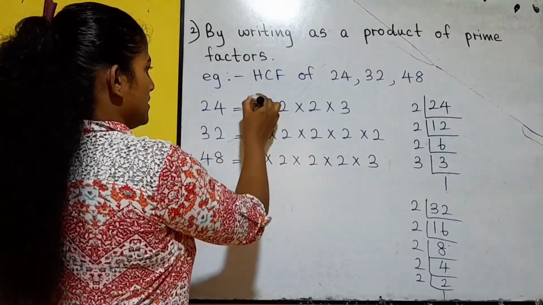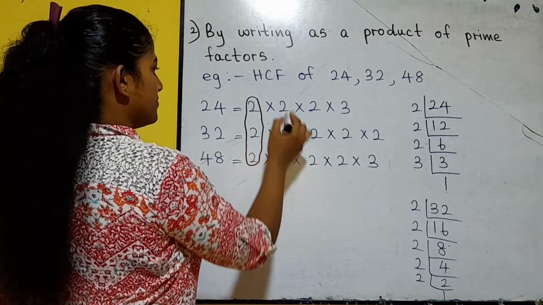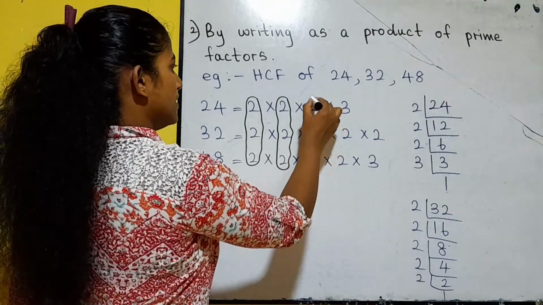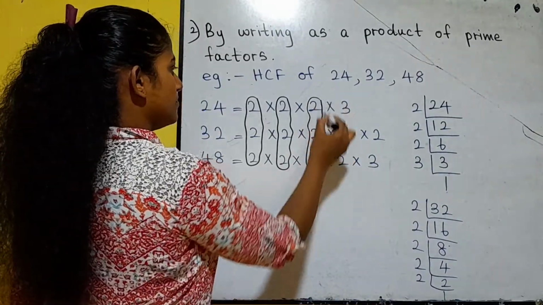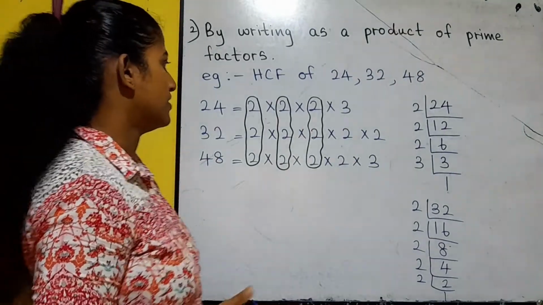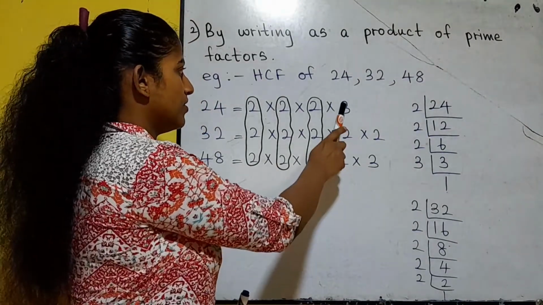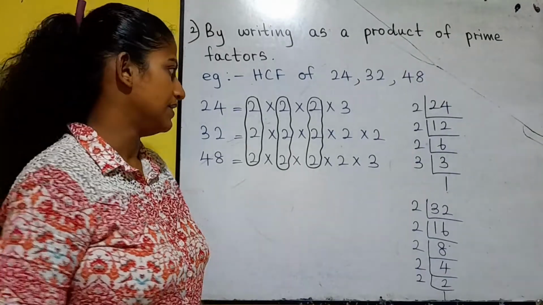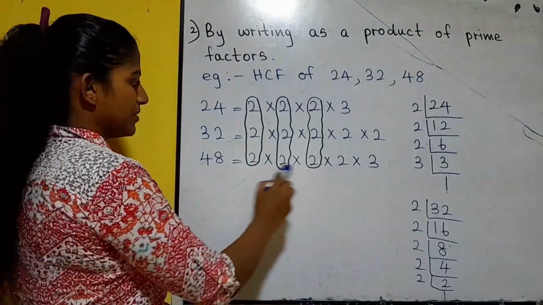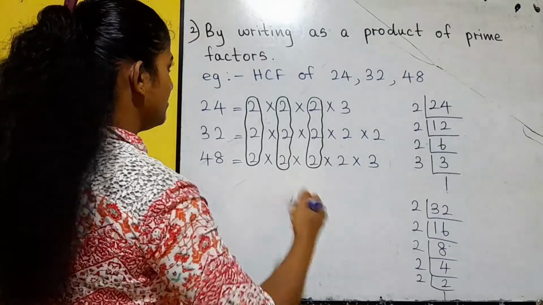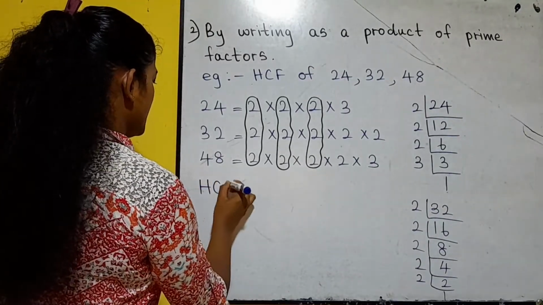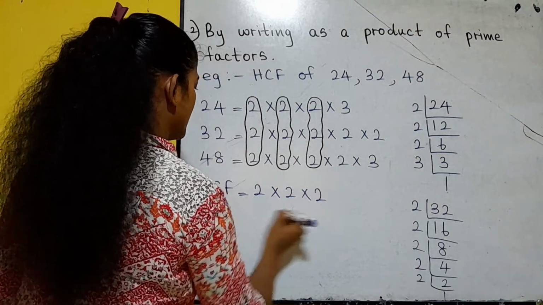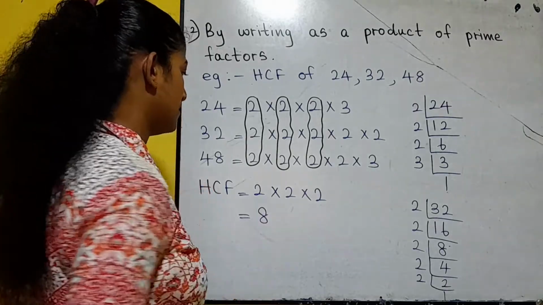The same number is here. One triple. Then again I can choose another one like this. Another one. Then no more. 3 is here but 3 is not here. So you can't choose 3 here. Now you have to take the product of these 3 numbers as the HCF. HCF is equal to the product of three 2s. So HCF is equal to 8.